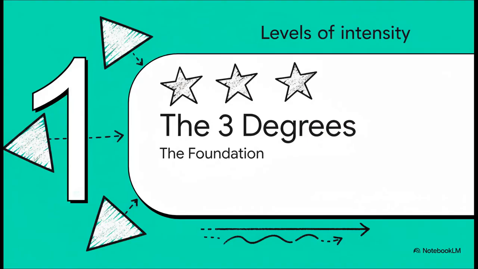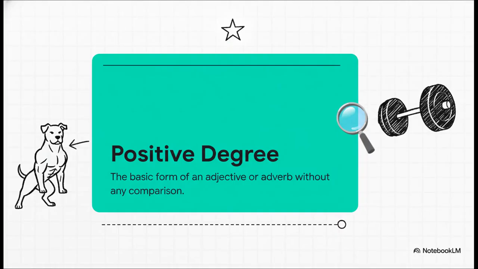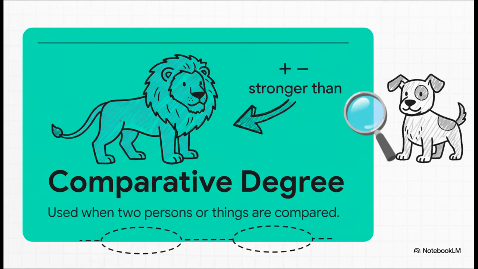At the very heart of all comparisons are what we call the 3 degrees. The easiest way to think about them is like 3 different levels of intensity. So first up, we've got the positive degree. This is our starting point, our ground floor. It's just the simple, basic adjective describing one single thing. There's no comparison happening at all. For example, the dog is strong. That's it. Simple.